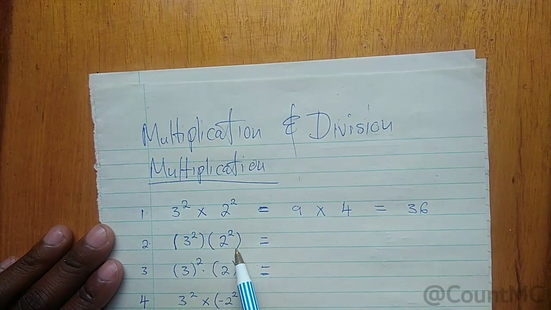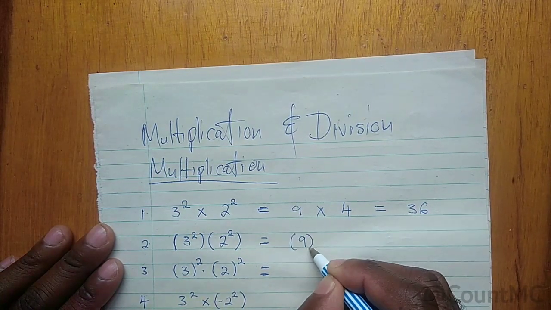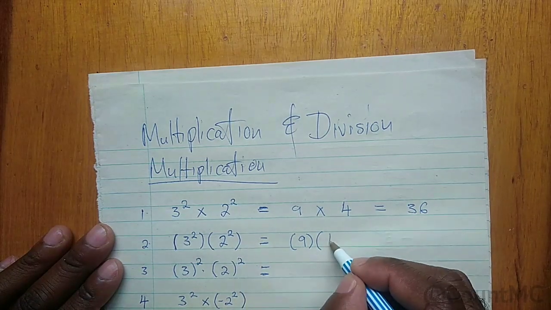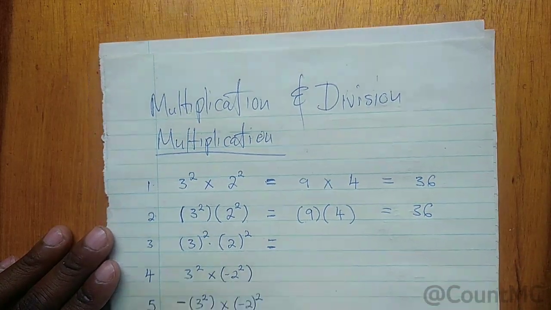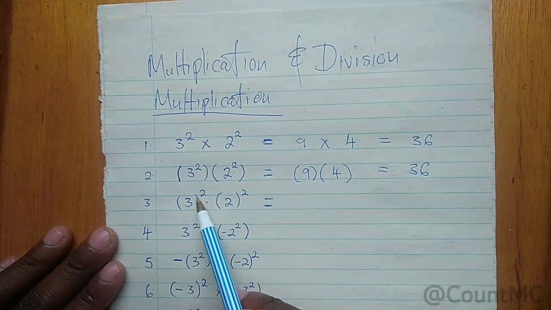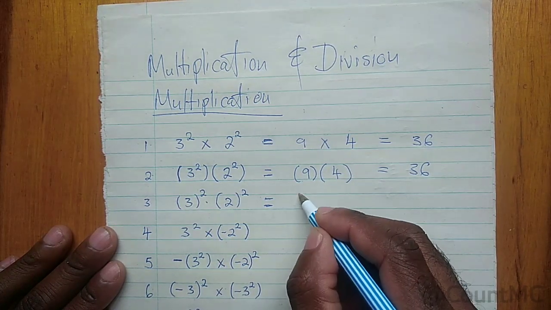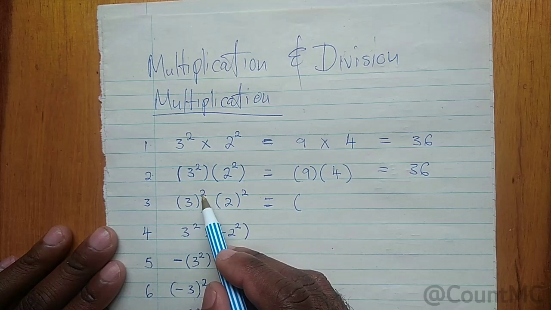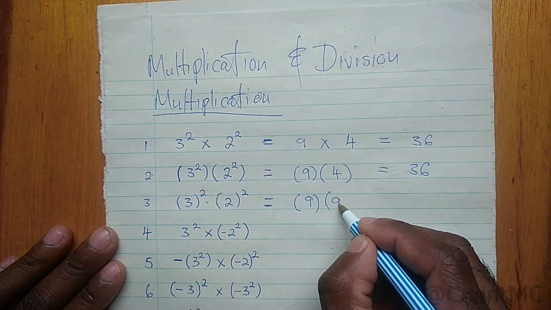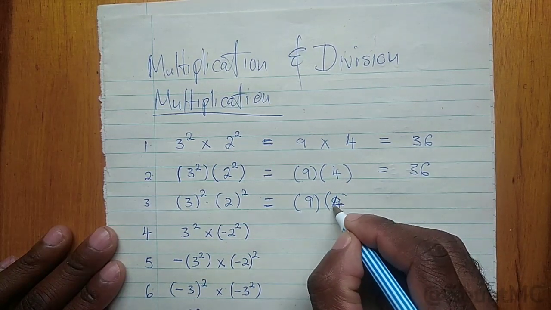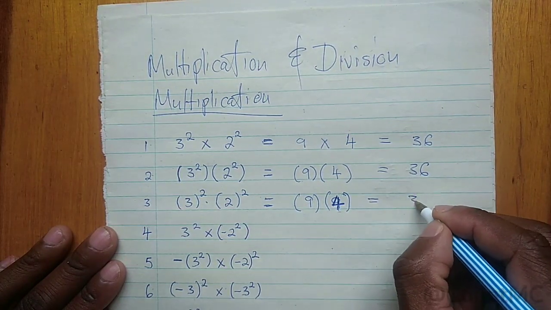The brackets means you are multiplying. So 3 to the power 2. This is 9. Times 2 to the power 2. This is 4. 9 times 4. That's 36. So you also see something where the 2 is outside the bracket. 3 to the power 2, the 2 affects everything inside the bracket. That's 9. 2 to the power 2, that's 4. So 9 times 4, this is also a 36.